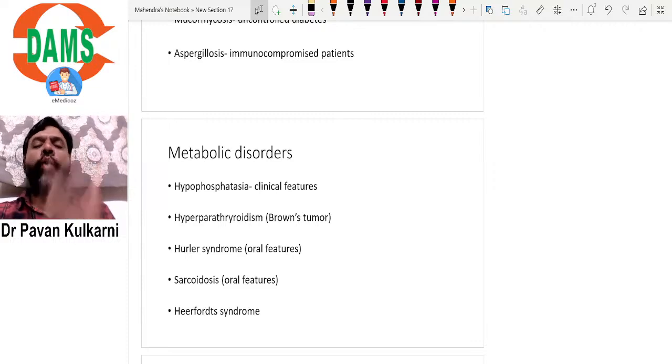So you will see certain oral features in Hurler syndrome, like thick lips. Sarcoidosis. What are the various oral manifestations? What is Heerfordt syndrome? Heerfordt syndrome is basically uveoparotid fever, where uveal tract inflammation is seen and parotid gland enlargement is seen. Again, that is a very favorite topic that is frequently asked.